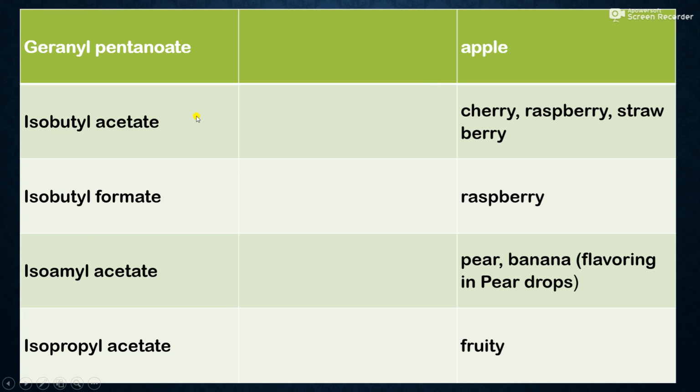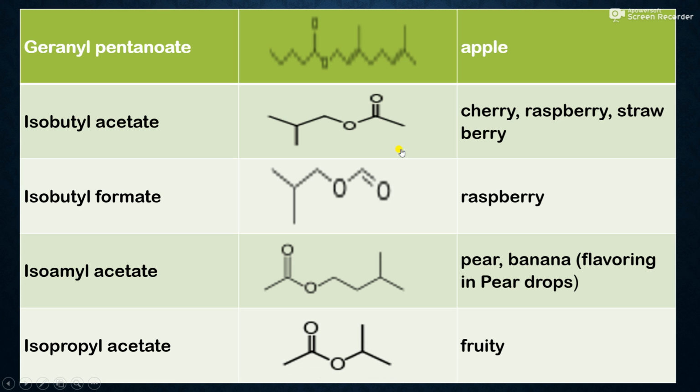So this is isobutyl acetate. These are the structures of these compounds. So geranyl pentanoate, this is the structure of geranyl pentanoate, and found in apple. Then this is isobutyl acetate. So this is the structure of isobutyl acetate, acetic acid part and isobutyl group, and found in cherry, raspberry, strawberry, etc. So this is isobutyl formate. So formic acid and isobutyl group are found in raspberry.